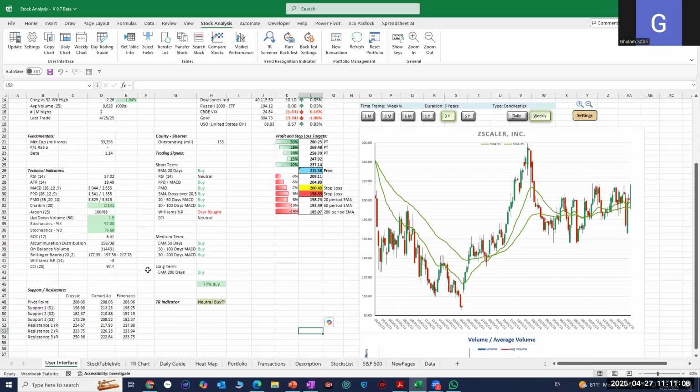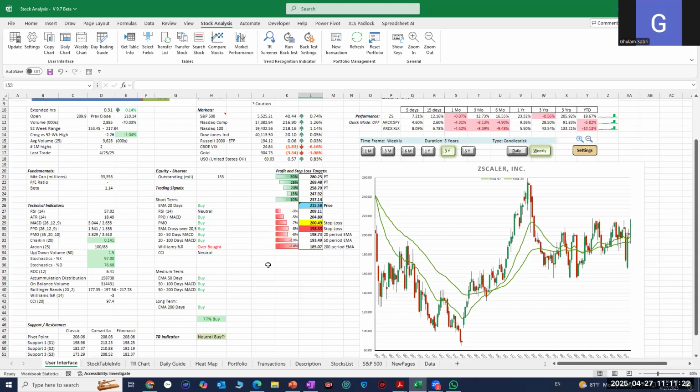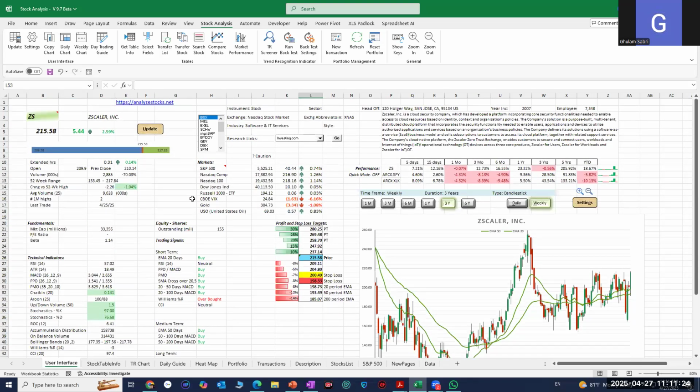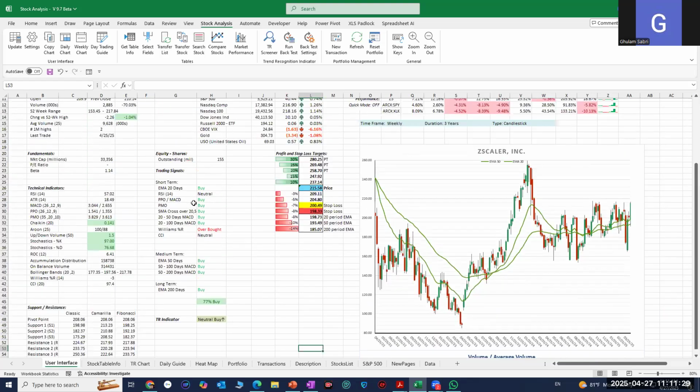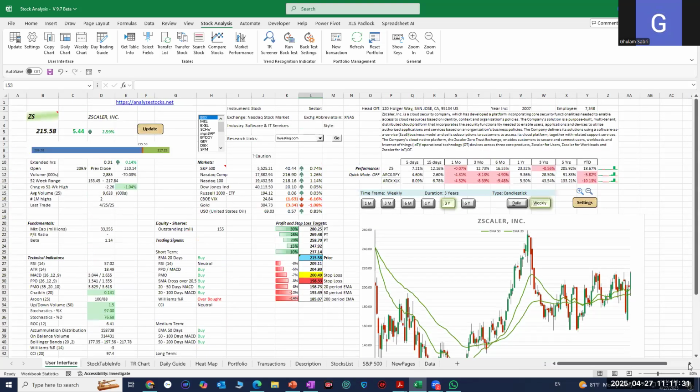And then for daily day traders, it also provides you support and resistance based on the pivot point and other different methods. There are 2 or 3 different pivot point methods: classic, Camarilla, and Fibonacci. So we can just put the symbol here, press the update, and the software will update this particular sheet and provide all this information right here on your worksheet.